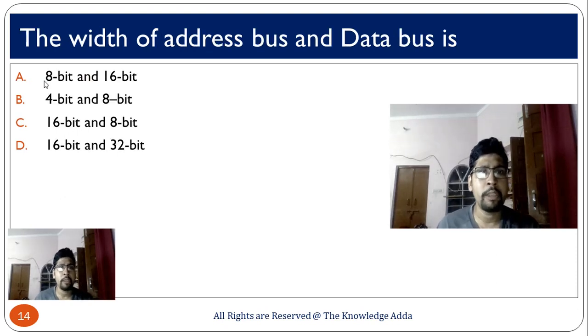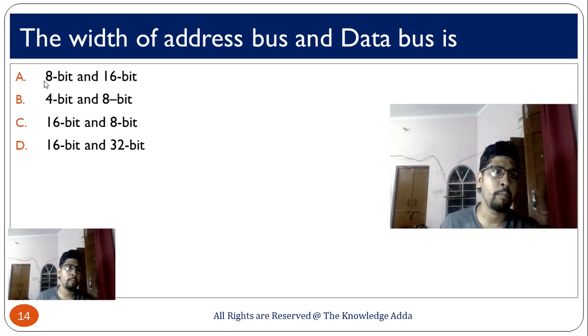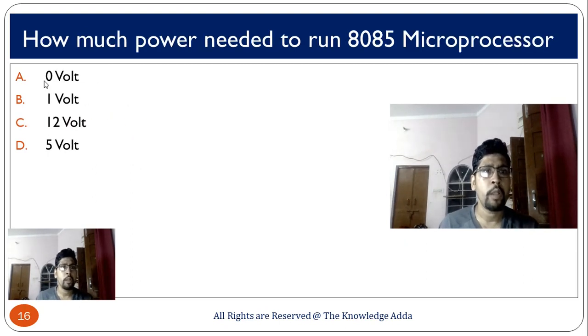Okay, the width of address bus and data bus. The address bus works on 16-bit and the data bus works on 8-bit. So in this case C option is the correct option, because in C option we are talking about 16-bit and 8-bit. Now how much power is needed to run the 8085 microprocessor? The 8085 microprocessor basically operates on 5 volt. So in this case D option is the correct option.